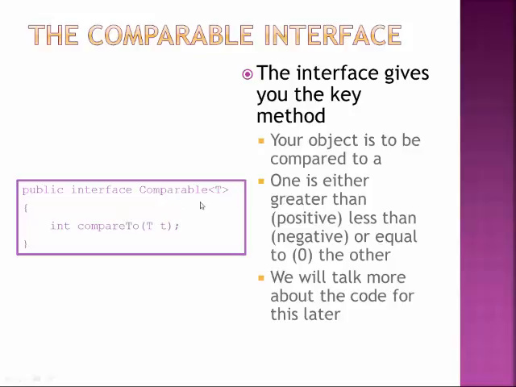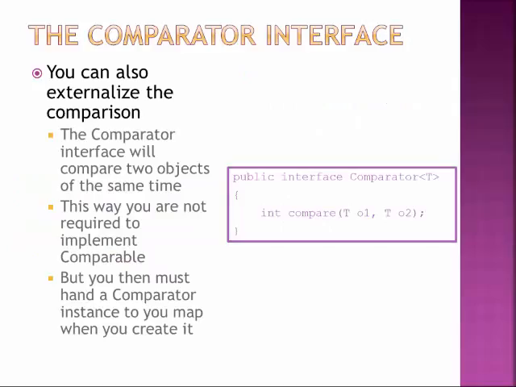And so the comparable is an interface with generics that says, hey, I can compare one object to another object of the same type, T being the type inside of here. So I can compare two product objects. I can compare two customer objects. And it will return back to me a 0 if they're equal, a negative number if one is less than the other, or a positive number if it's greater. And so we'll see this code at some point, but for now, just know that this interface is out there.